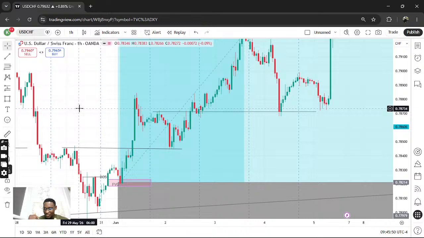So because of that, I expect my accumulation to happen. After my accumulation, I expect the manipulation to happen during London. And after the manipulation during London, that is when I enter the trade and go in the direction for the distribution of the candle. And that is exactly what I did.